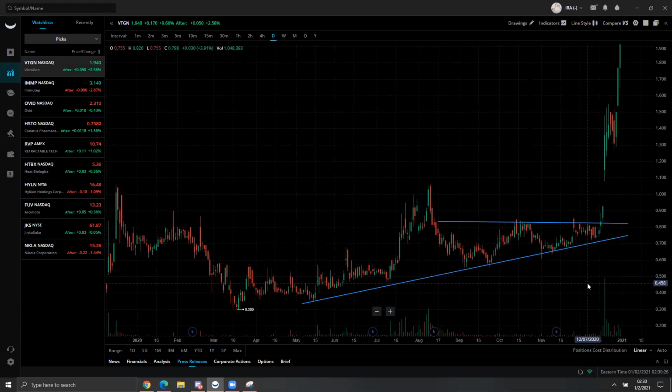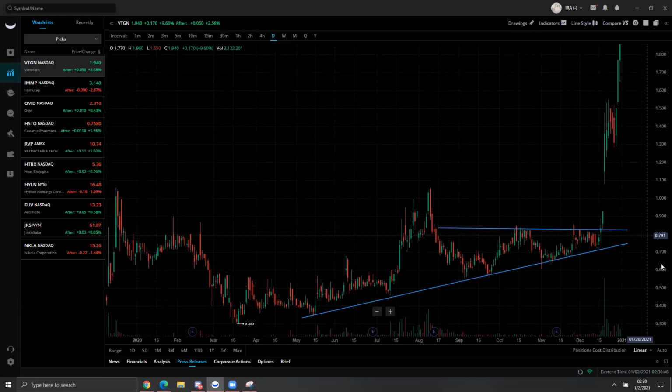That's one of the main reasons why I alerted VTGN in our trading Discord, because of this ascending triangle setup. I've historically played a lot of ascending triangles, and these are some of the best swing trading setups out there. I can guarantee you that. So the way you play an ascending triangle is you have two different entry opportunities.